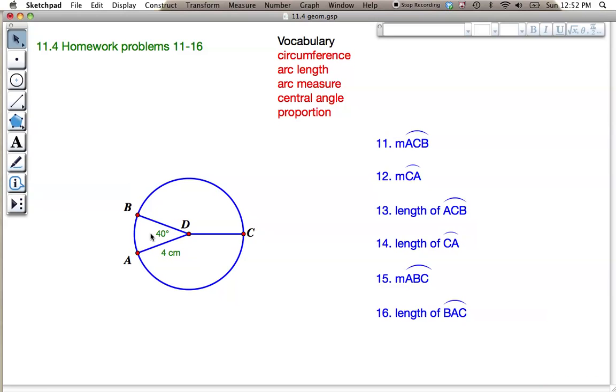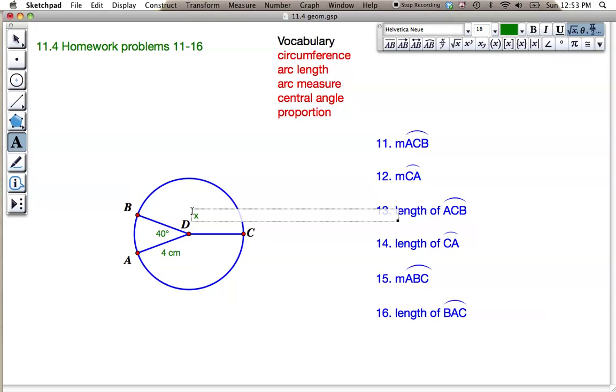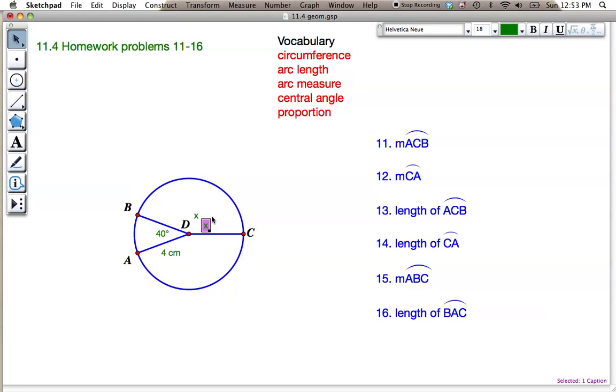If angle BDA is 40, and these two angles are congruent, then we have that 40 plus, let's just call this x, plus x equals 360. So that means that 40 plus 2x equals 360. Then 320 equals 2x, and so x equals 160.